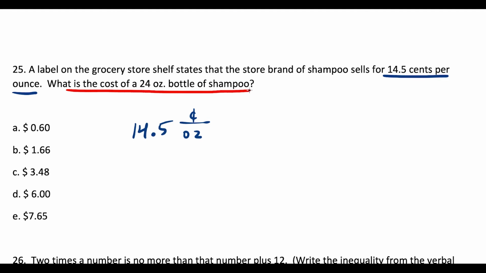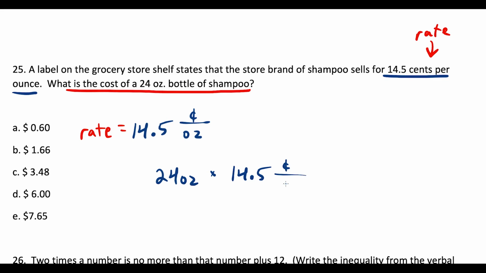So what we do with this is, anytime you have a rate, one of the giveaways here is the word per. So anytime you see per, this tells you that you have a rate. So in this case, our rate is equal to 14.5 cents per ounce. And we want to know the cost of a 24-ounce bottle of shampoo. So we take 24 ounces and we multiply it by the rate, which is 14.5 cents per ounce.